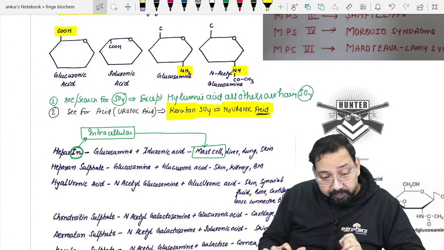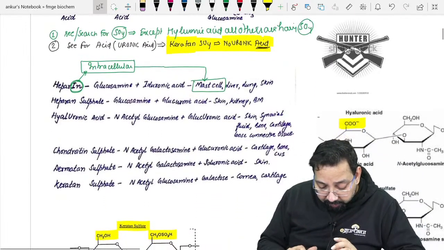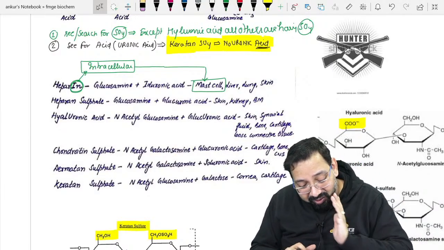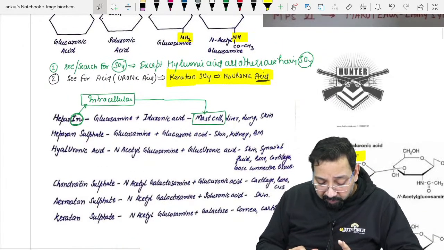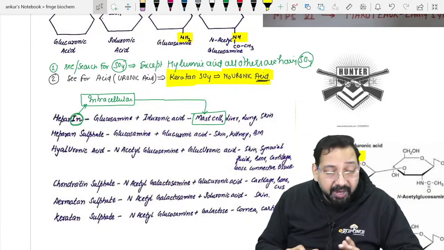Previously I also made mnemonics for heparin, chondroitin, dermatan, everything. But later on I found that they should not ask that question. The reason is that, suppose I say heparin sulfate or heparin is having hyaluronic acid.